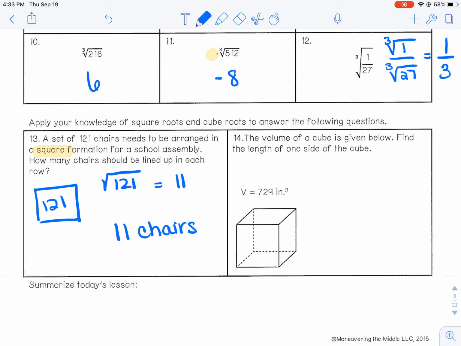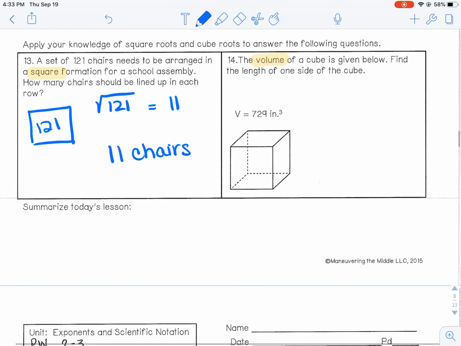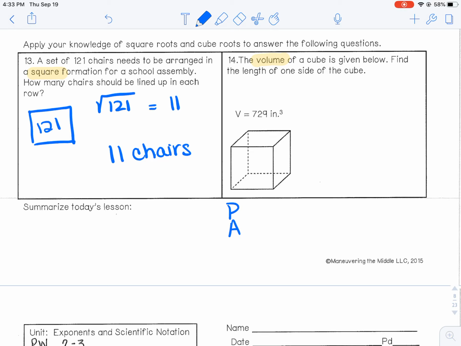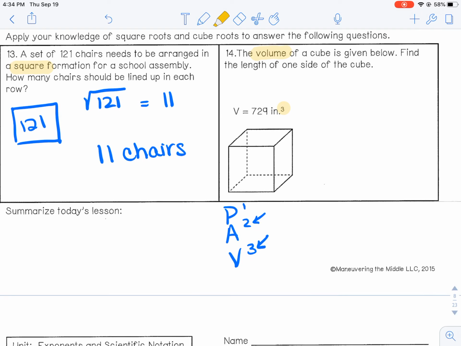Number 14, we have volume. Well, maybe what you can remember from volume last year is that on your reference sheet, do you remember when you did PAV 1, 2, 3? A is for area, second power. V is for volume, third power. Also, it tells us right here that that is to the third power.